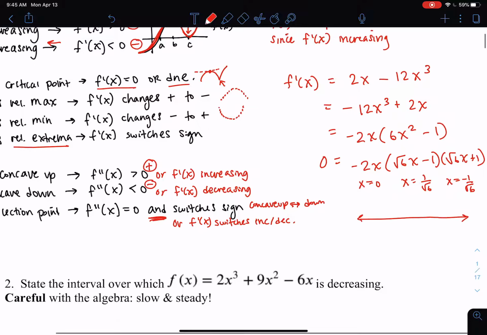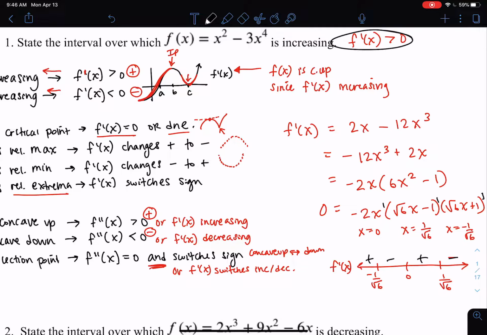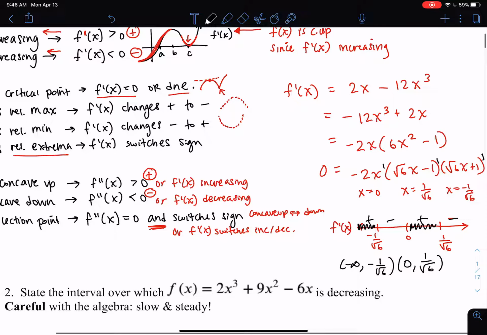Okay, on to my number line. I see that I have 3 spots, 3 critical points. Right? These are all critical points because the derivative equals 0. On the right, I'm starting negative, and all of my exponents are odd, so I'm going to flip all of these signs. Okay, we want to know where f prime is greater than 0, so our answer will be negative infinity to negative 1 over root 6, and then 0 to 1 over root 6.